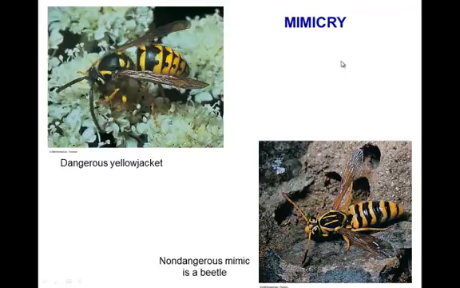Here is some more mimicry. On the upper left is, I've labeled it a dangerous yellow jacket. Dangerous because it has a sting. And down in the lower right, that is in fact a beetle, not a wasp at all. It looks very much like a wasp, but it doesn't have a sting. It's not capable of stinging. And so mimicry is another response to the strong evolutionary pressures that predation puts upon prey populations. And that concludes this module.